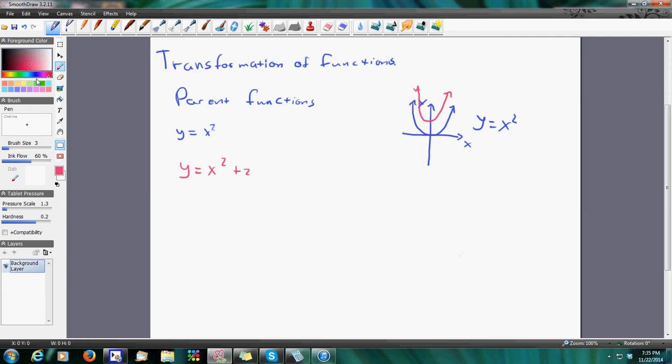If I want to shift it down 2 units, I'd do y equals x squared minus 2. And what I'm hoping you'll realize is if I wanted to do the absolute value function, it's the same thing: y equals the absolute value of x plus 2 would shift it up 2, and y equals the absolute value of x minus 2 would shift it down 2 units. So now I'm going to continue on.